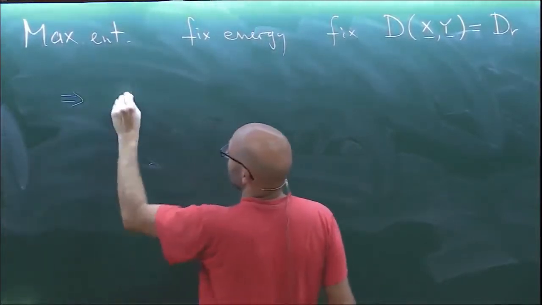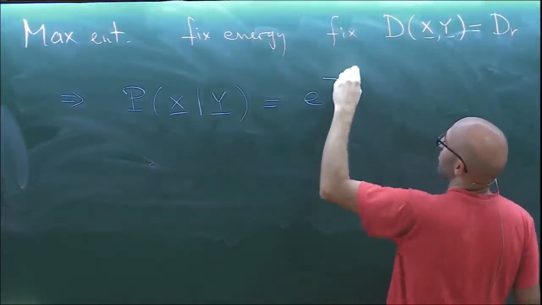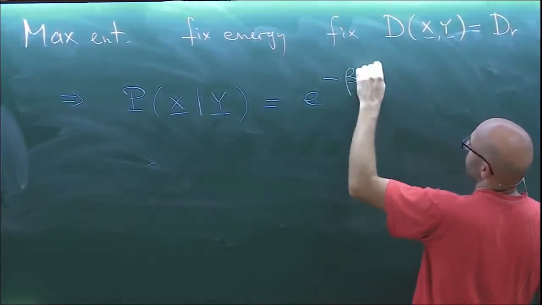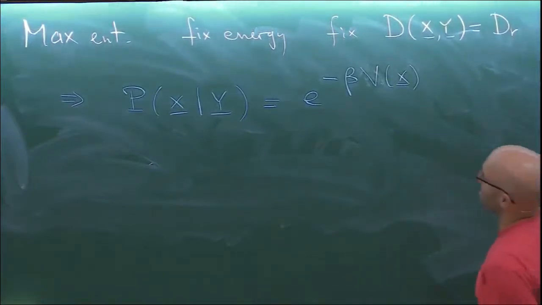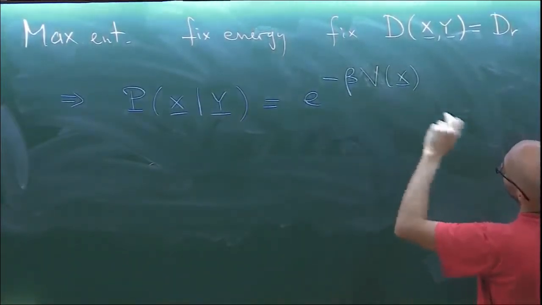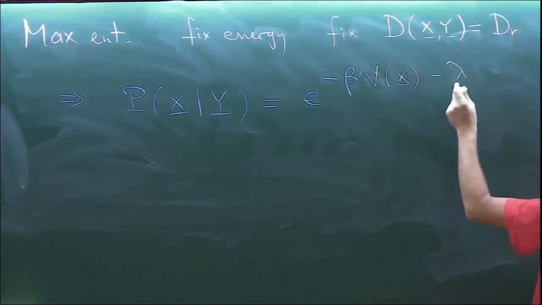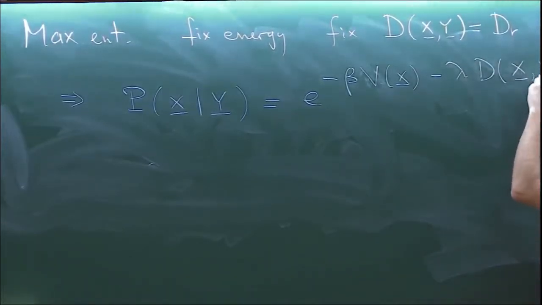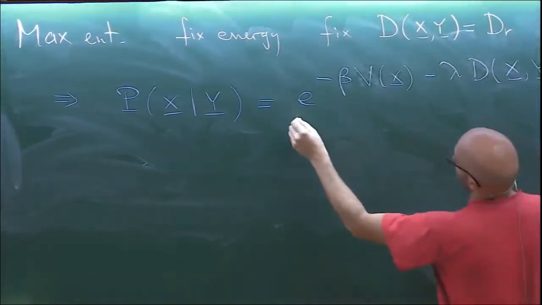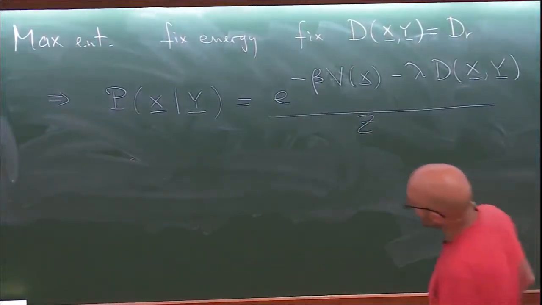So what I get is a kind of Gibbs distribution for X that is conditioned on Y, and this has the form of exponential of minus beta V. I'm only looking at the configurational part because the momenta are going to be Maxwellian anyway, since it is a classical system. So I get exponential of minus beta V, and then another Lagrange multiplier that I can call lambda, which is coupled to the other constraint. It's going to be something like this. Then I have to normalize this by some partition function. So this would be my candidate thermodynamic ensemble to describe X given Y.